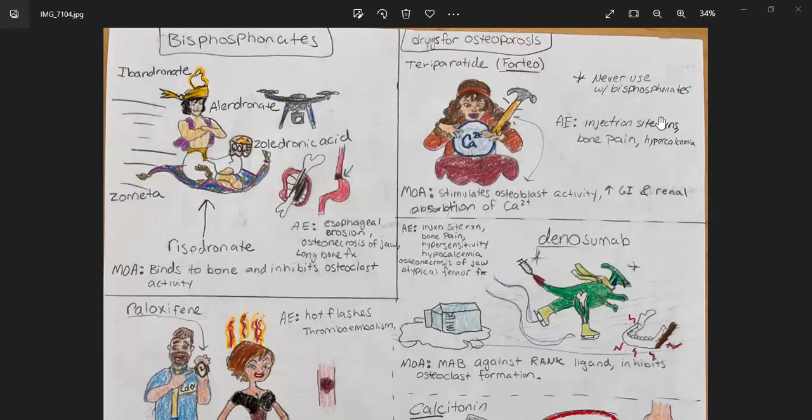Adverse effects are injection site reactions, bone pain. So the handle of this hammer is shaped like a bone right here. And hypercalcemia. Again, the calcium, although it's part of the mechanism of action, eventually you can get too much of it and have hypercalcemia.